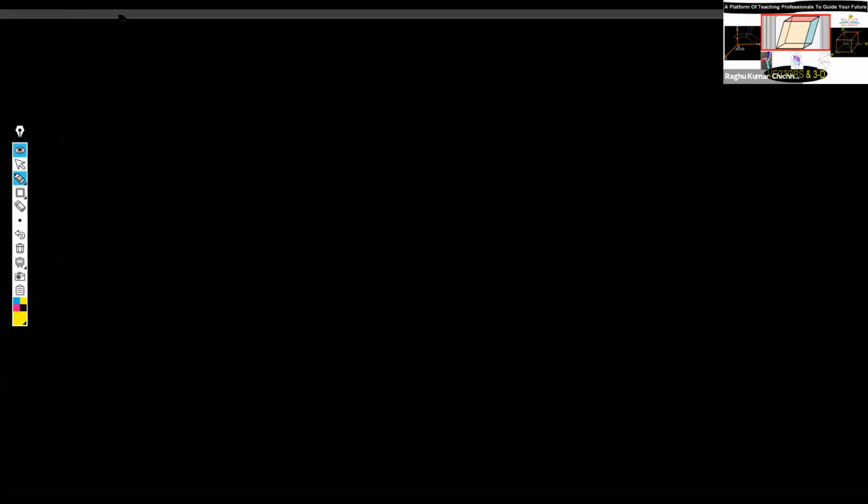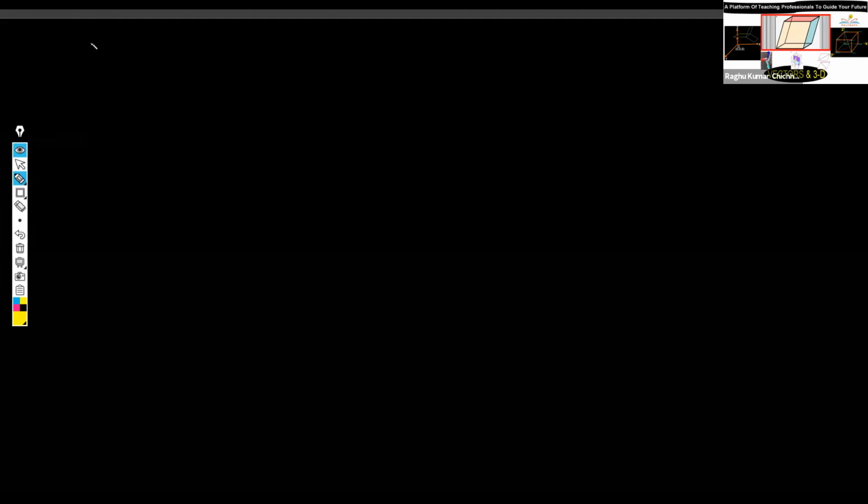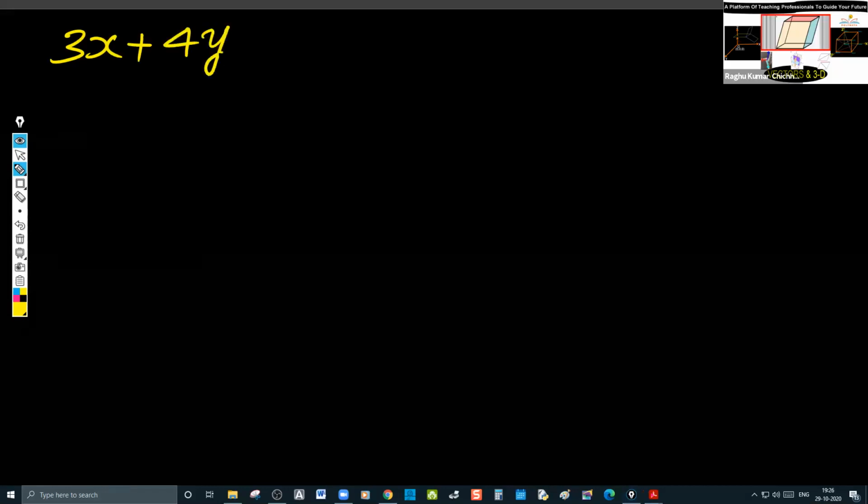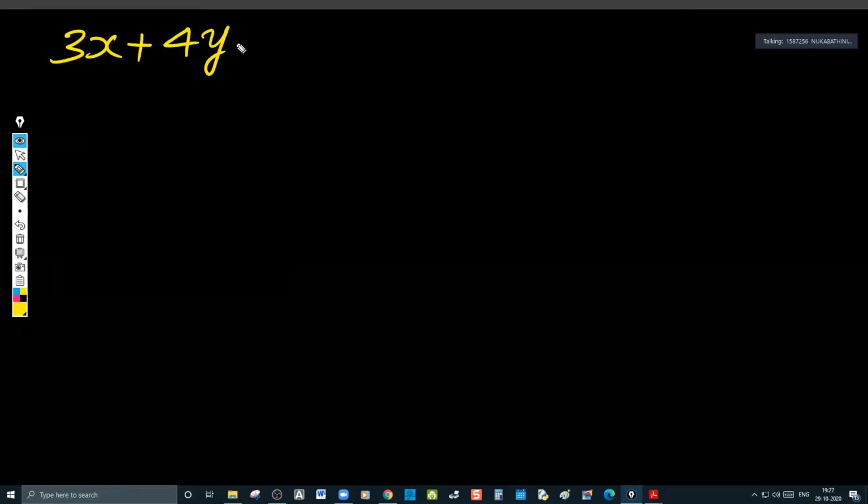Pranit, now you tell me a simple line in 2D form. A linear equation. Straight line equation in 2D form. Tell me any line equation. Not a pair of lines. A simple linear equation in the form ax plus by plus c equal to 0. 3x plus 4y plus 6 is equal to 0.